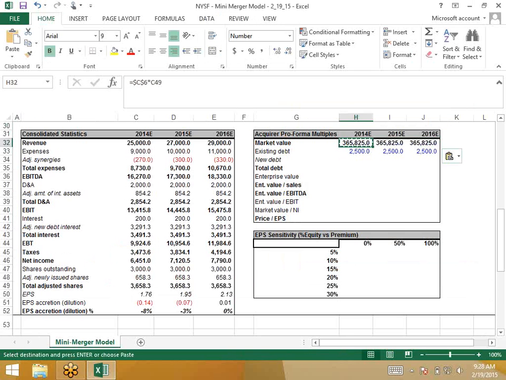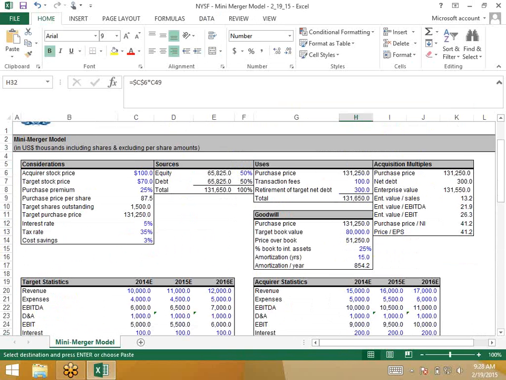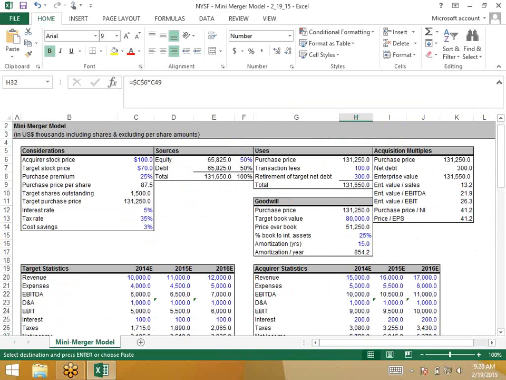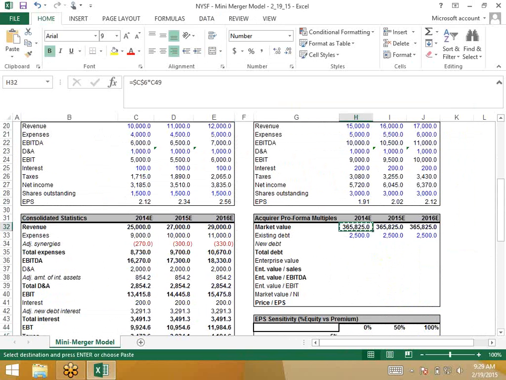This is in contrast to our purchase multiples above, our acquisition multiples, where we're looking at the price paid for the target company, just the target company, and the target company's statistics, right? How much are we paying for just the target company? It's not the trading value of the target company. It's not the trading value of the consolidated entity. So for the acquisition multiples, the numerator was based on price paid, and the denominator was based on just target statistics. The pro forma multiples is more like the comps.